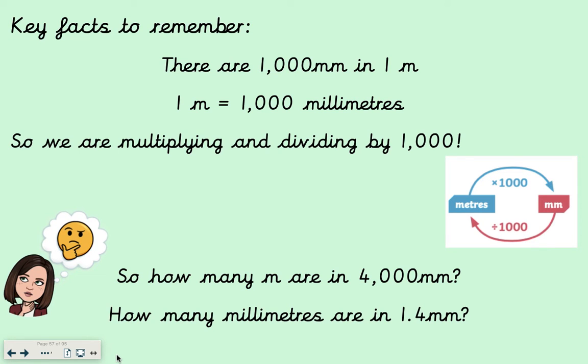So as usual, we have our key facts to remember, and we can see that to convert from metres to millimetres, we times by 1000. To convert from millimetres to metres, we divide by 1000. So can you complete these two questions here for me? First, see if you can convert between the two.